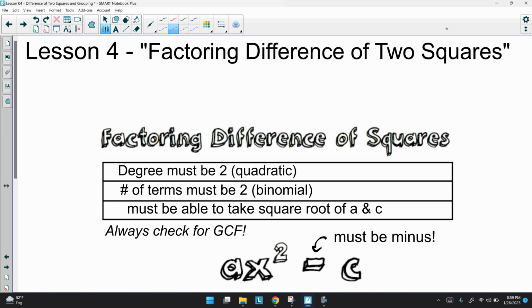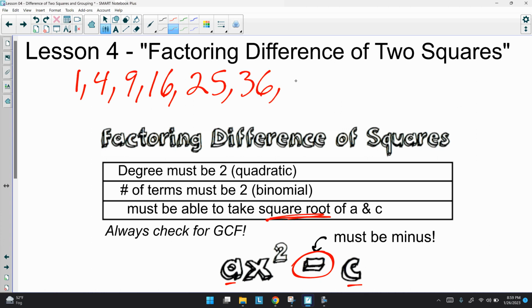But we're going to do factoring difference of squares. Remember, difference of squares here, difference means we're subtracting, and we need to be able to take the square root of A and C. So, just go over a few things. Perfect squares would be like 1, 4, 9, 16, 25, 36, 49, etc. Like 1 squared, 2 squared, 3 squared, 4 squared, stuff like that.